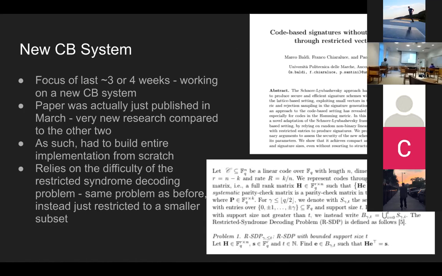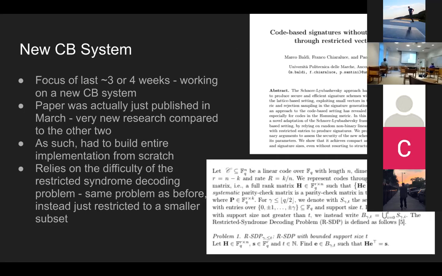This is another digital signature algorithm that I worked on. This is the one that I've worked on most recently, for roughly the past 3 or 4 weeks. The paper was, I think, just published earlier this year, so it's very new research compared to the other 2, which were both published, I think, in the 90s. As such, I pretty much had to build it all from scratch, and there were a lot of different issues that I encountered along the way that made it take a lot longer.